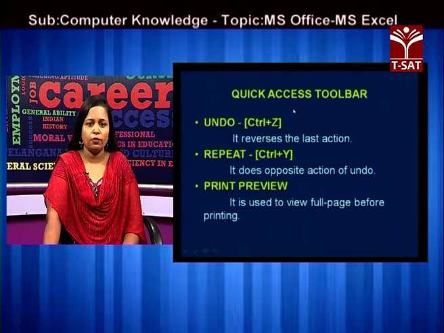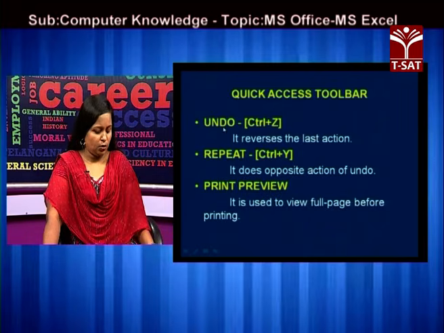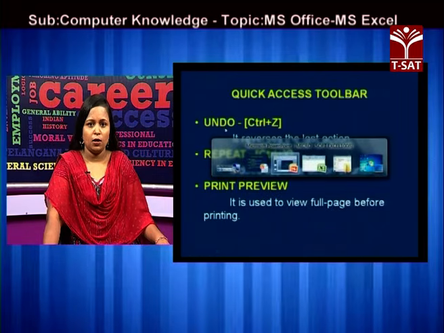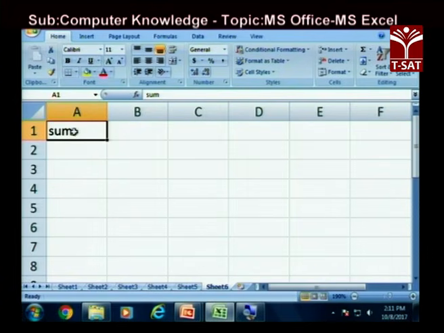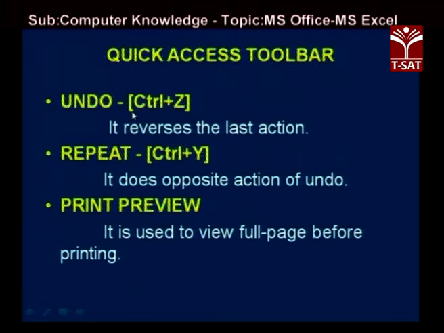Quick access toolbar. Quick access toolbar consists of some options: undo, repeat, print preview. Undo means reversing the action. For example, I will show what undo is. Here I am deleting the sum. Now click on the undo button, click on undo, it restores the same. So that is the undo option. Repeat also, this deletes the word again. It does the opposite action of undo.